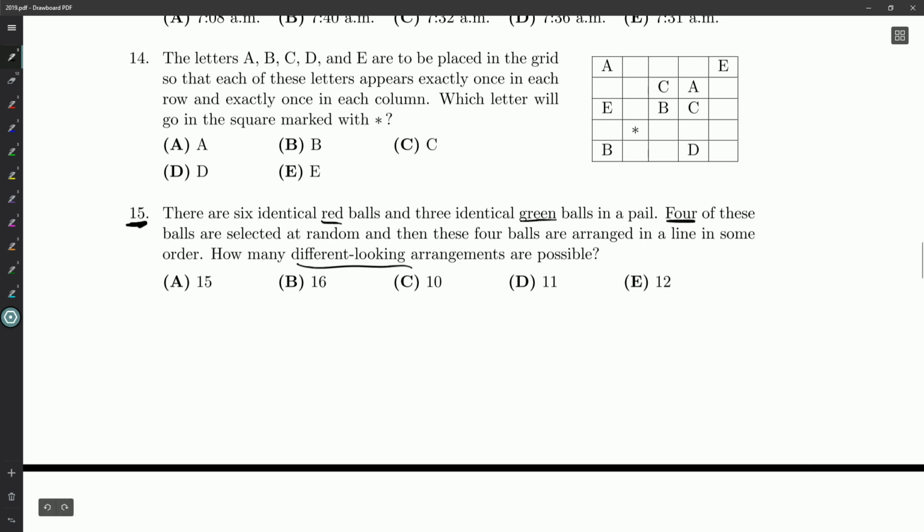Well, we're picking 4 of these out at a time. What possibilities could we have? Now, if for example, we picked out 4 red balls, how can you arrange 4 red balls in a line? Well, red, red, red, red. There's no order. You can't tell them apart.